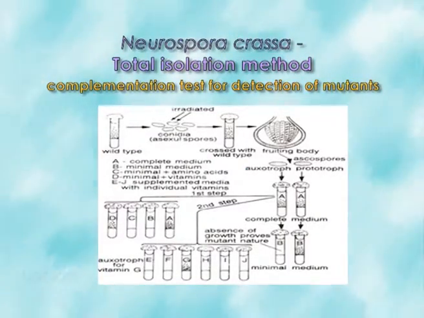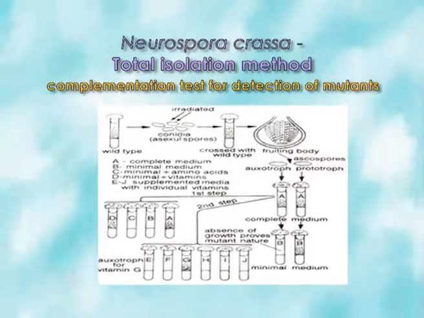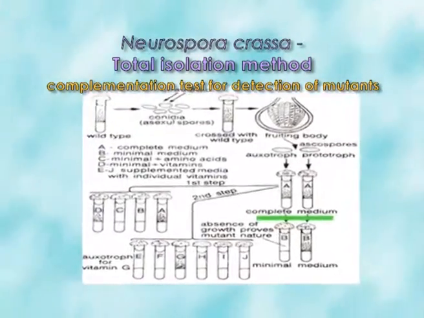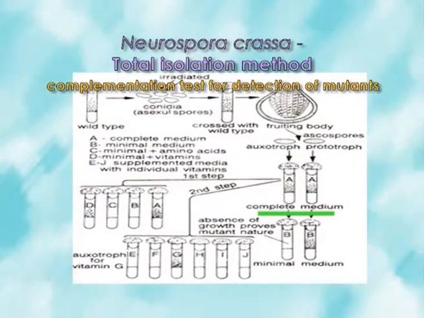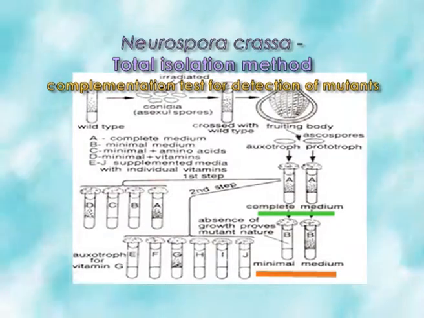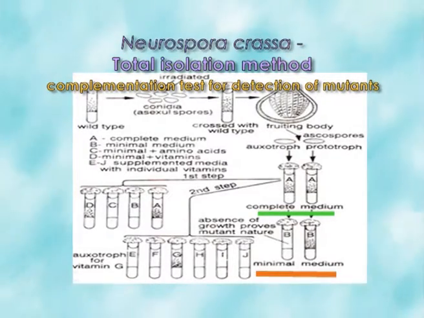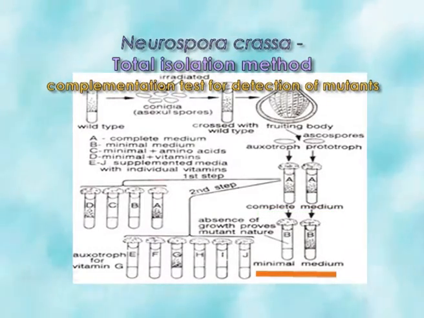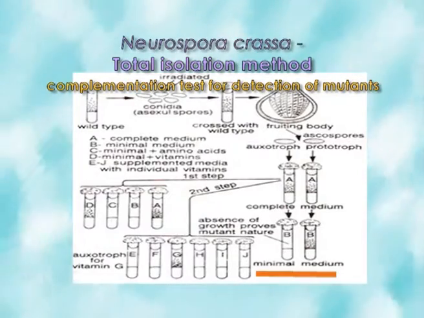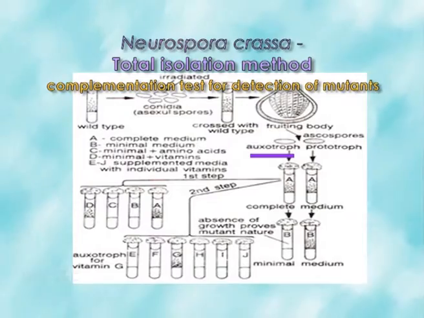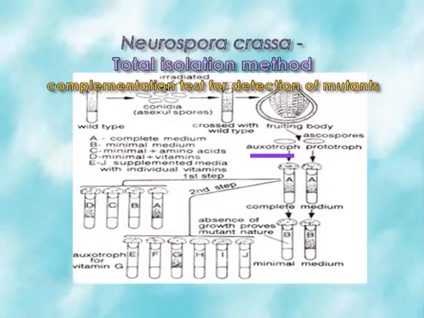Within the ascus, 8 ascospores are grown and segregation is well developed. First it is grown in the complete medium, then transferred to the minimal medium. If it is monitored and grows only in the complete medium but not in the minimal medium lacking some of the nutrition-requiring substrates, then it is the auxotroph. If it grows on both media, it is the prototroph.